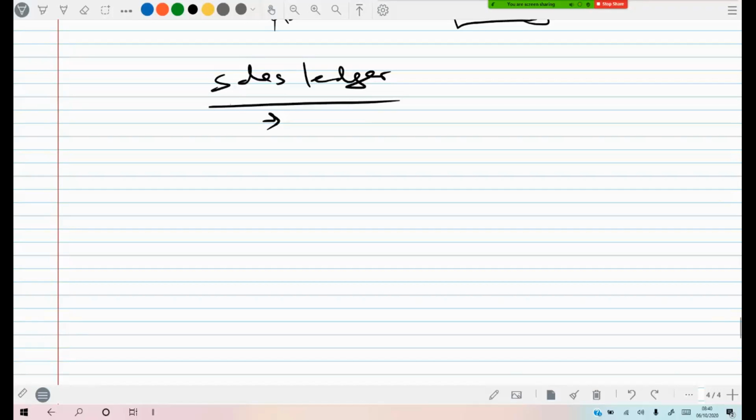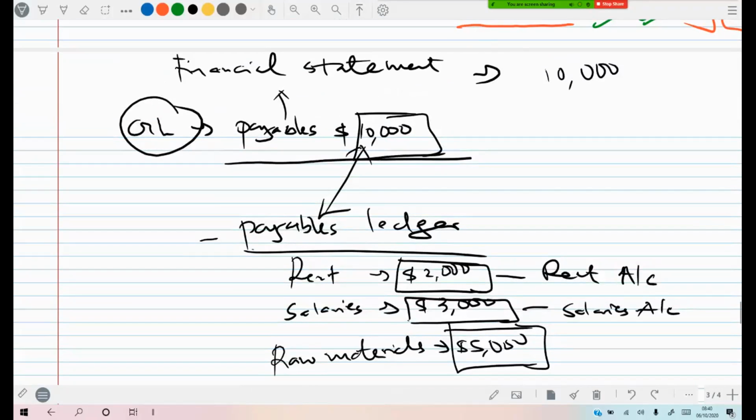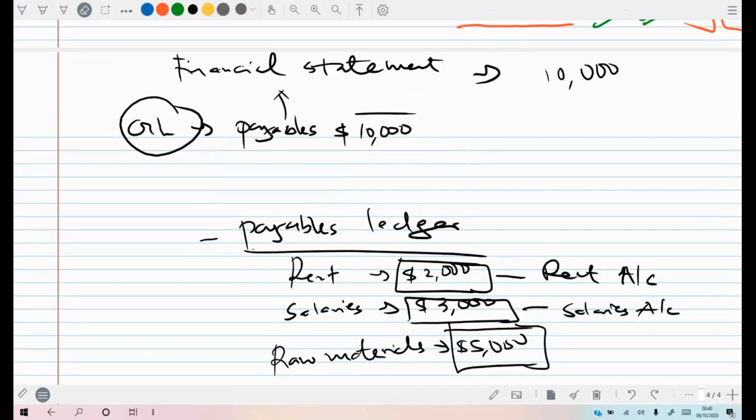Okay, so for instance, as for the GL, we have here the balance for the receivable. The GL has the balance for the receivable being equal to 20,000. This receivable means that this is a service or a product you have offered and you're yet to receive from the customer. The customers are yet to pay you the money.